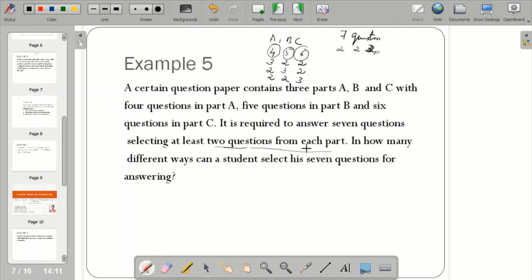At least 2, at most 3, because to maintain the constraint, only 7 questions are allowed. So the maximum he can choose is 3, the least is 2. In how many different ways can a student select these 7 questions for answering?